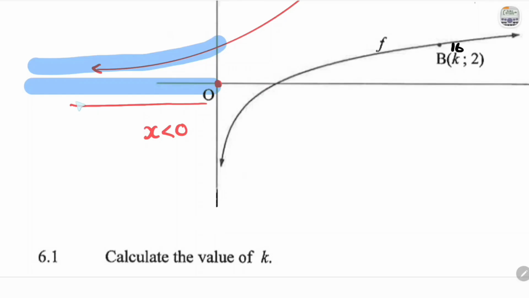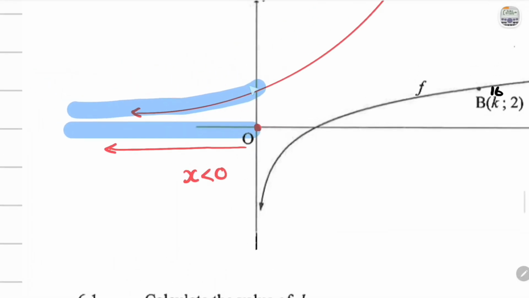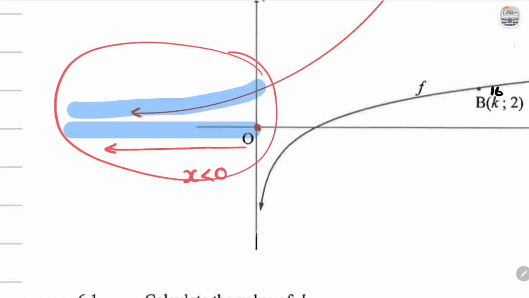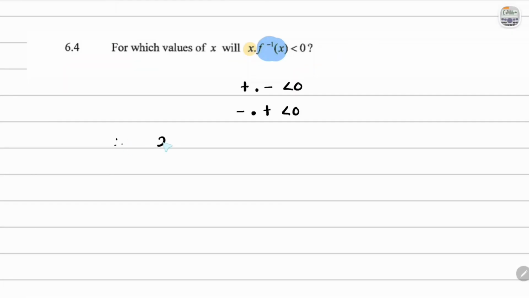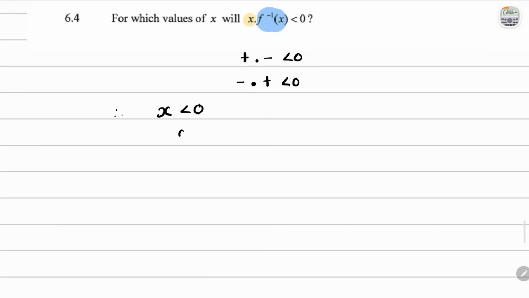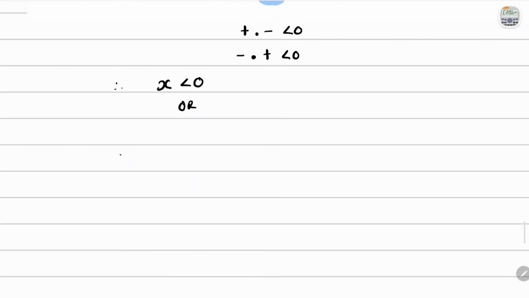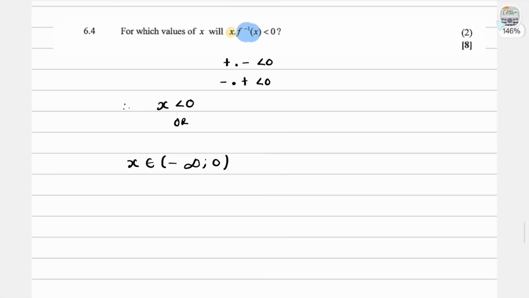These are all these values moving towards this side. That would be the values of x for which this selected section of the graph that they asked us to find would exist. Okay, so our answer is simply x is less than 0. This can be written in interval notation as well, which is x is an element of, from negative infinity all the way to 0, but not including 0. Okay, and that is it for question 6.